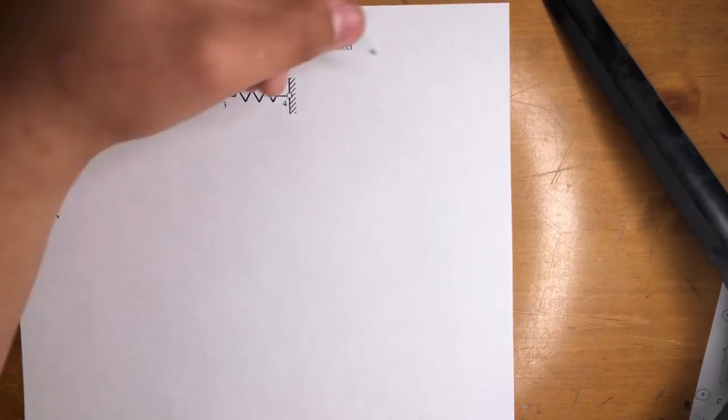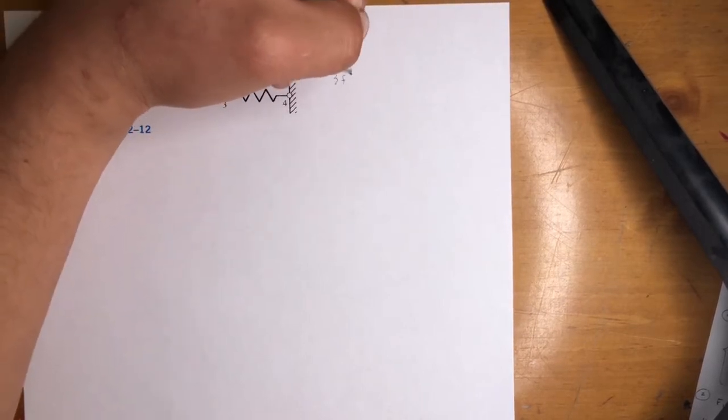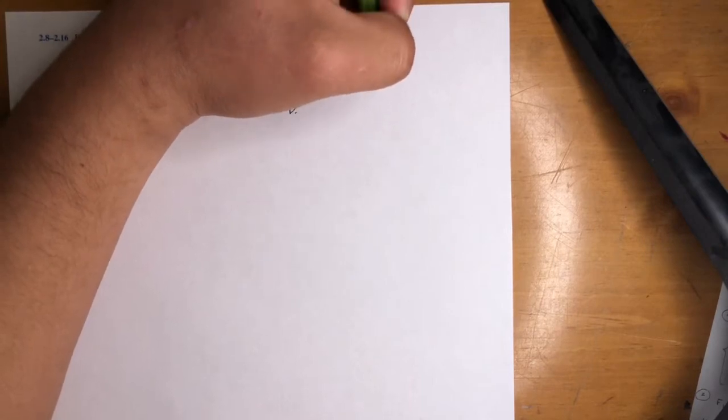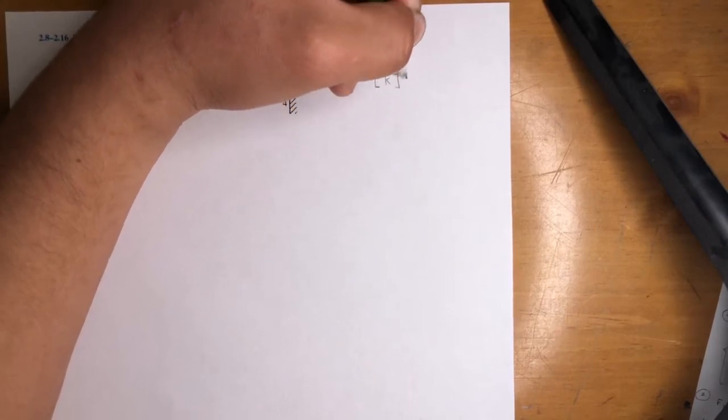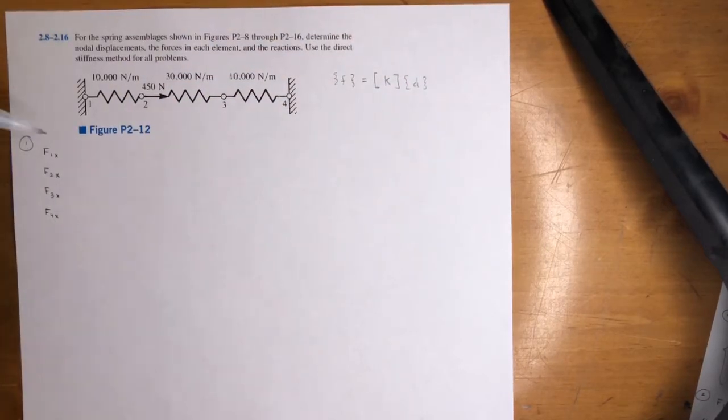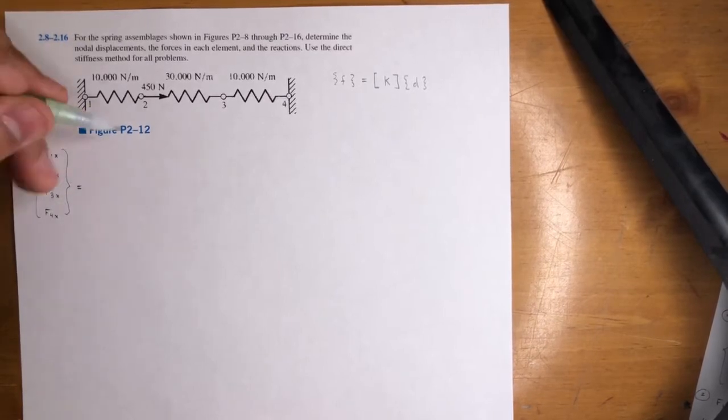And again, our main goal is finding the force vector, which is this one. And that is equal to the global stiffness matrix times the displacement vector. Okay, so that's the main goal. So this is the force vector. And then let's go ahead and get started on the stiffness matrix.